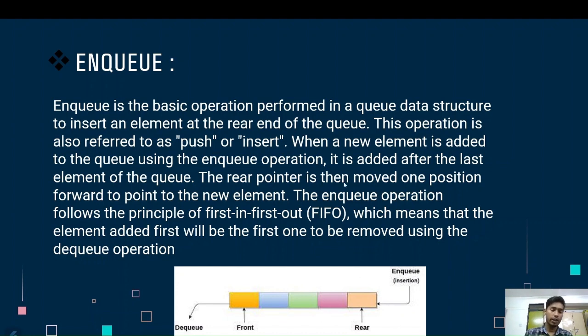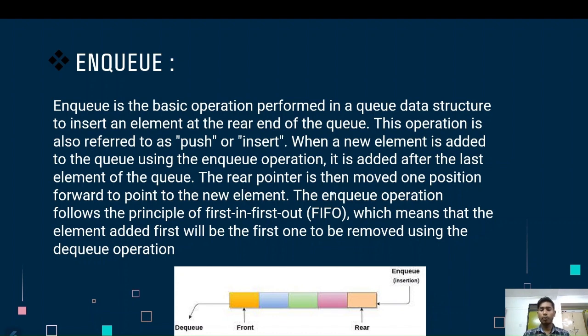This is what is written here. NQ is a basic operation performed in a queue data structure to insert an element at the rear end of the queue. We also refer to it as a push or an insert. Here it is written that a new element is added to the queue using the NQ operation. It is added after the last element, which means it is added behind this element, from the rear side.